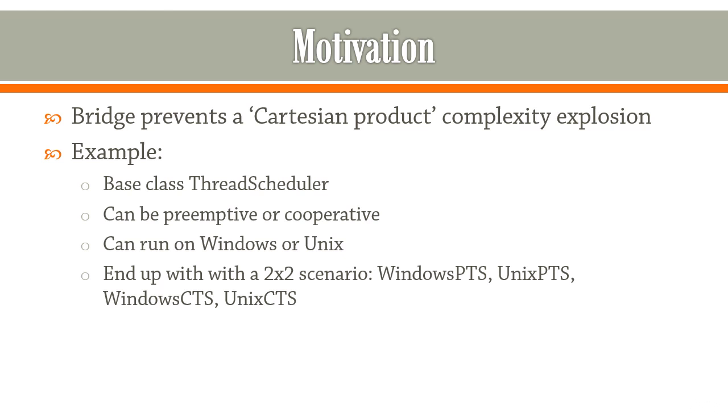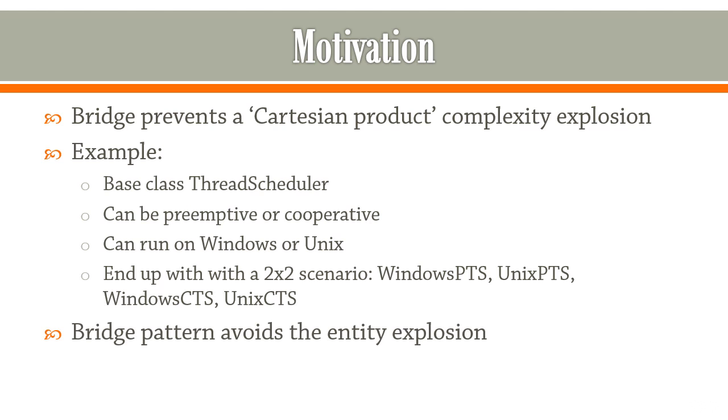And this is what I'm calling the Cartesian product, because if you have, let's say, 3 criteria, then you would have 8 different classes because it will be 2x2x2. So it's this kind of product that we actually want to avoid. And the bridge pattern does exactly this. The bridge pattern tries to avoid this entire entity explosion.